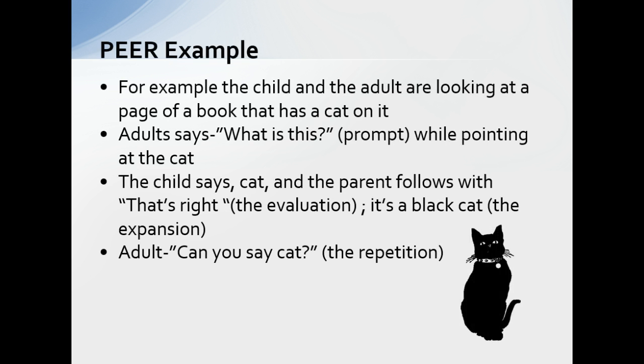Another example would be imagining that the parent and a child are looking at the page of a book that has a picture of a fire engine on it. The parent would say, "What is this?" That's the prompt, while pointing to the fire truck. The child should say truck. The parent will then follow with, "That's right," because that's the evaluation. And the expansion would be, "It's a red fire truck." And lastly, to repeat it or have repetition, the adult would say, "Can you say fire truck?"